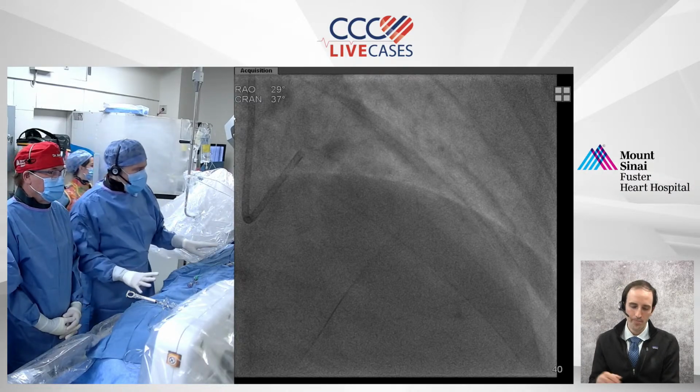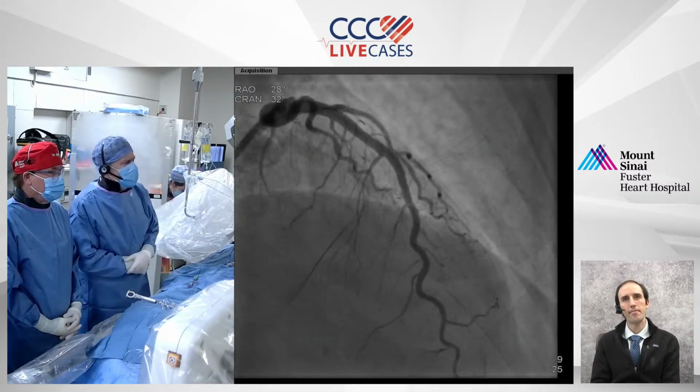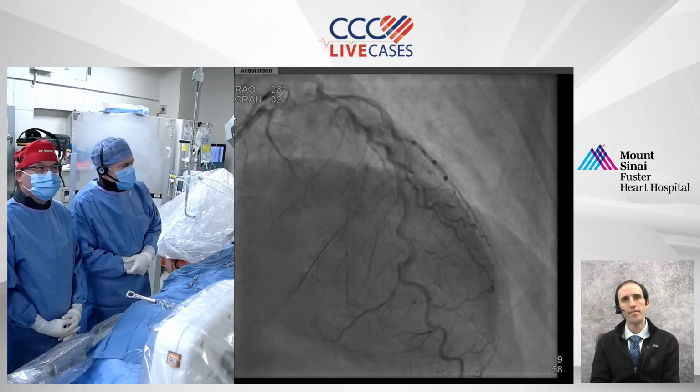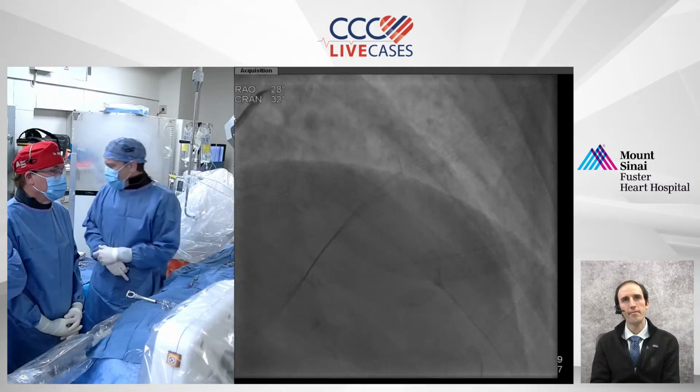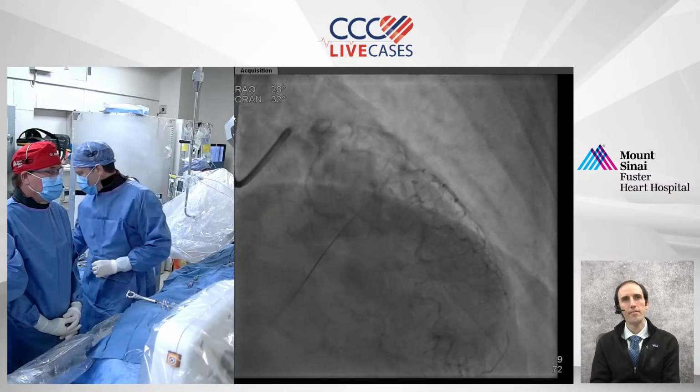Okay, so we are fully engaged. Here is our guide picture. We have good guide engagement. And so I'm going to start with the acetylcholine endothelial-dependent assessment.